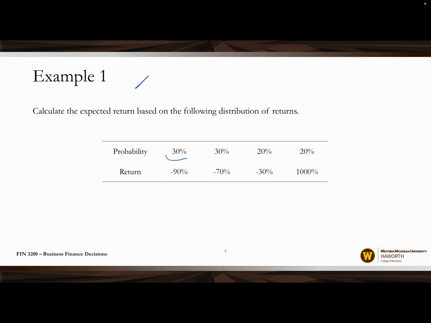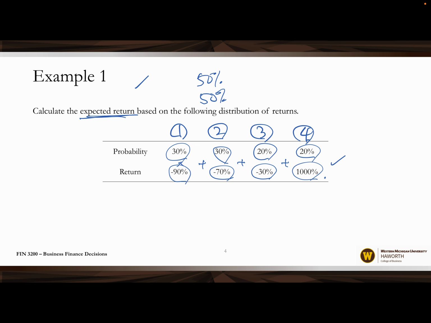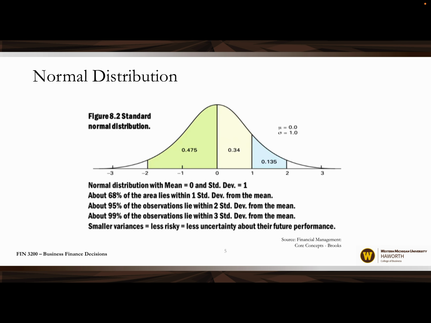It's just that instead of having a coin flip of 50% and 50%, we have 4 possible scenarios in this case. But as you can imagine, in real life, things are way more complicated. So we're going to talk about the normal curve, and then we're going to try to characterize the expected returns using the normal curve.